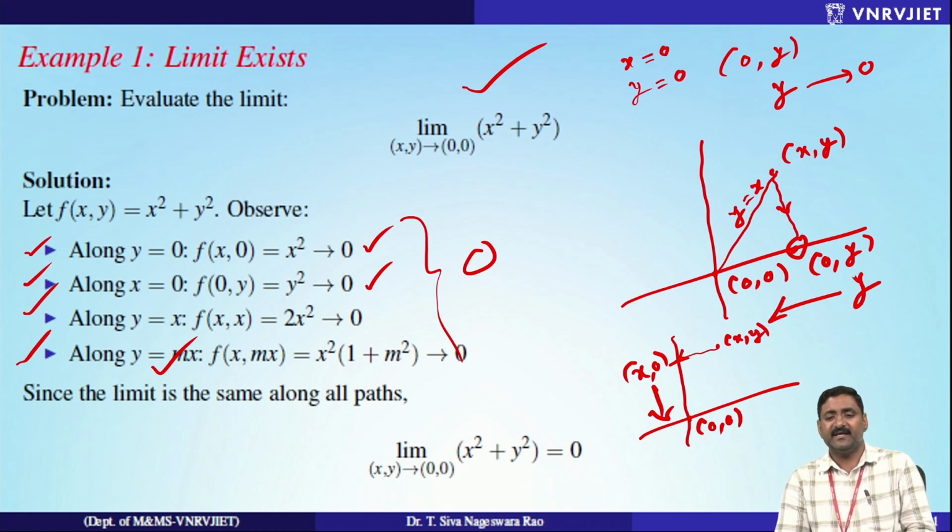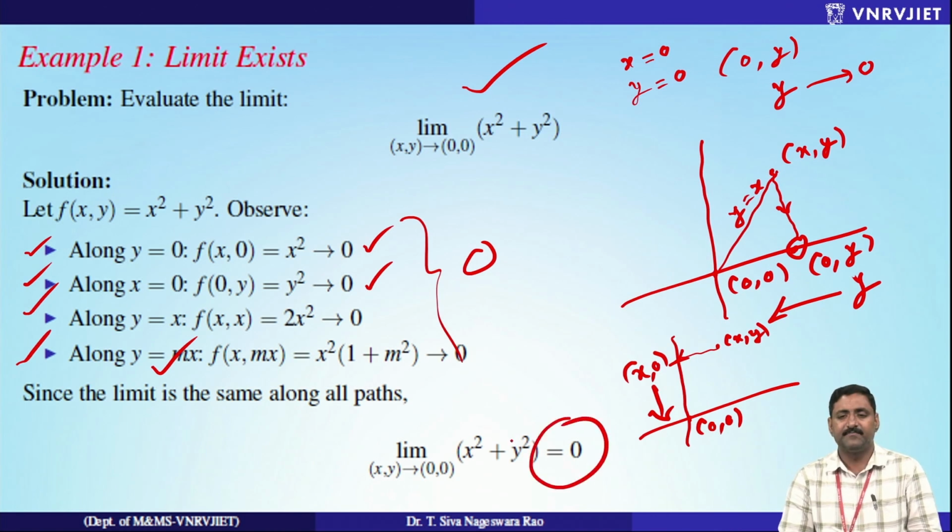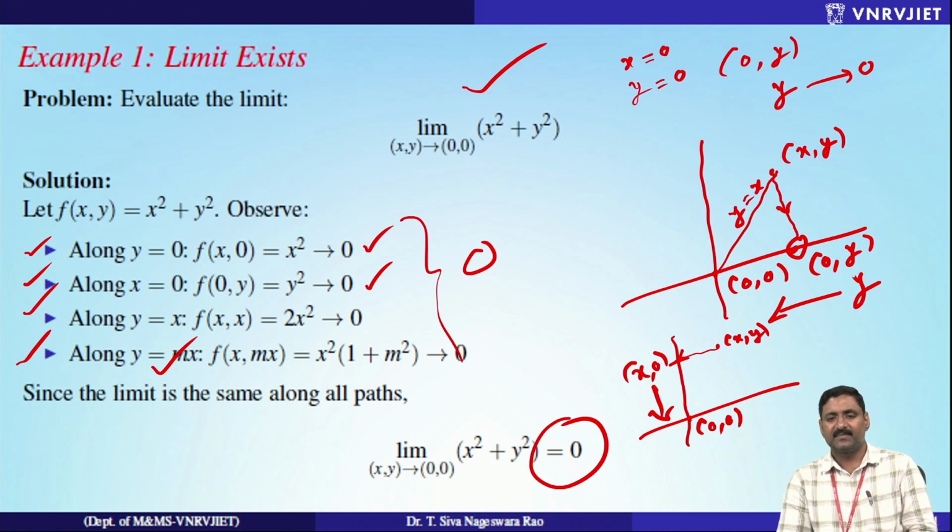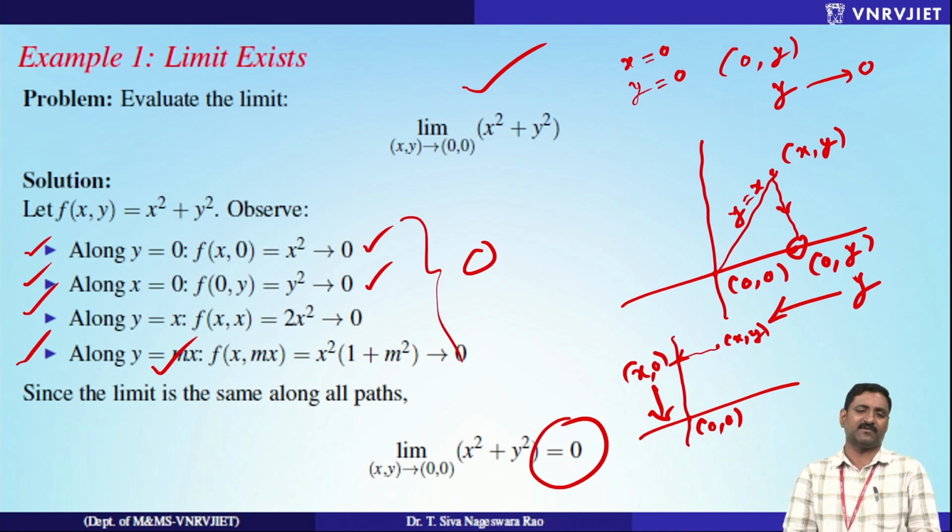So if you are taking any path passing through 0 comma 0, we are always getting the limit 0. In such cases only we can say the limit of the given function is 0. This is one of the examples. The limit exists if you are taking n different paths. Not only y is equal to mx, we can take y is equal to mx square also.